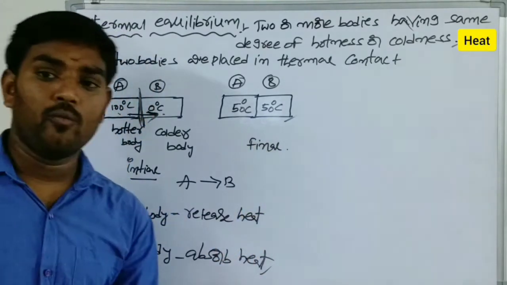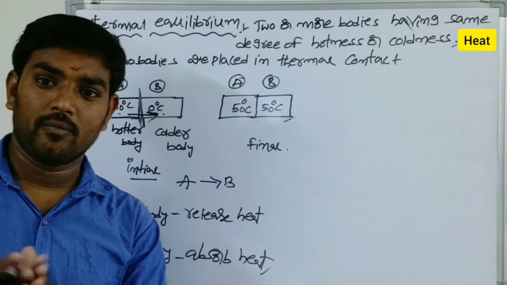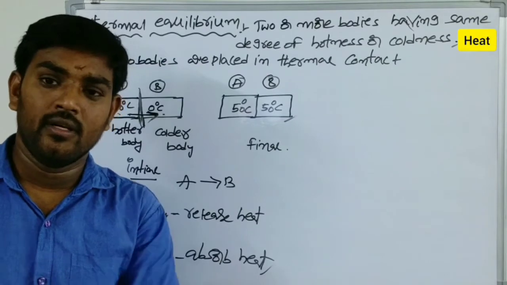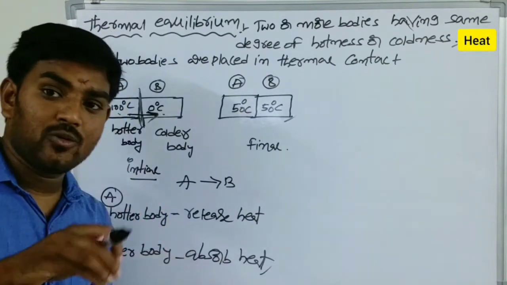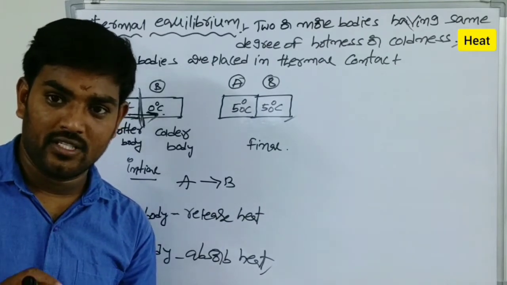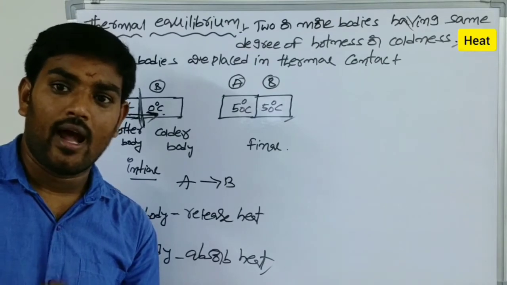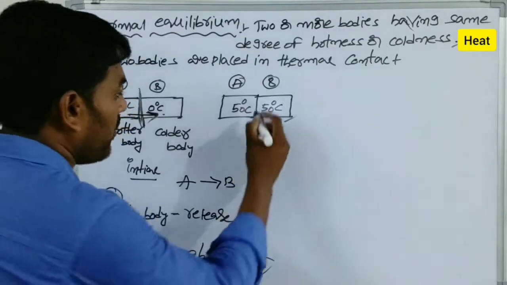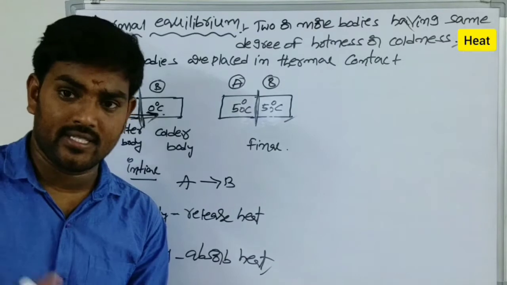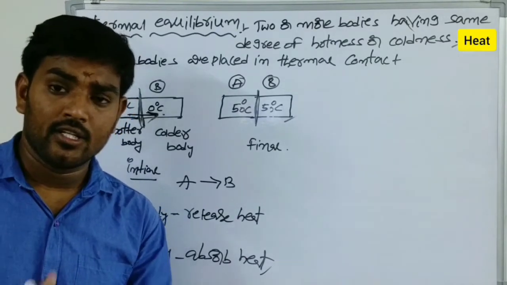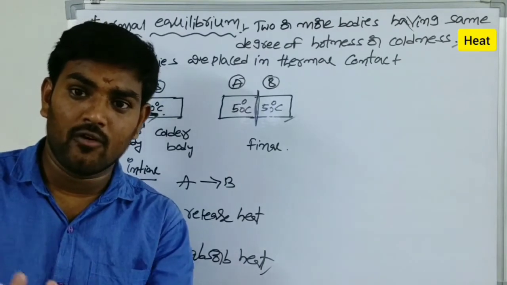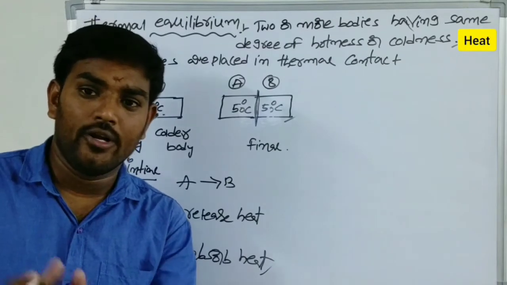So when two bodies are placed in thermal contact, heat energy will be transferred from the hotter body to the colder body. This transfer of heat energy continues till both bodies attain the same degree of hotness or coldness. At this stage we say that the bodies have achieved thermal equilibrium. Thermal equilibrium denotes a state of a body where it neither receives nor gives out heat energy.